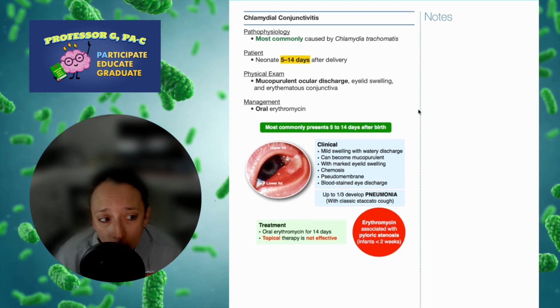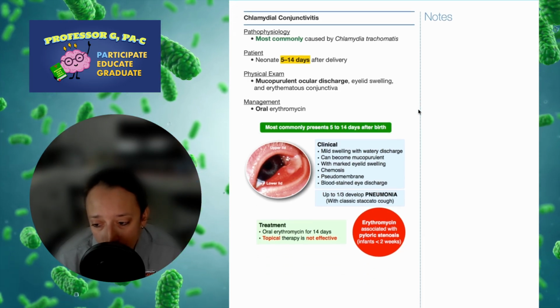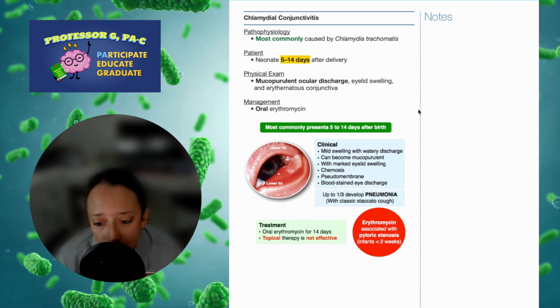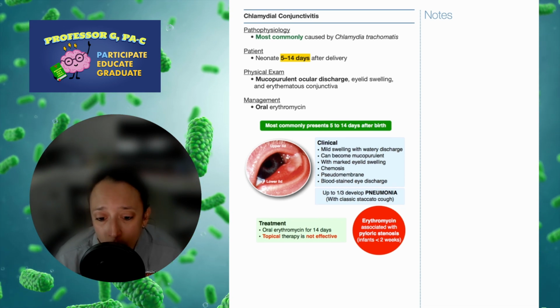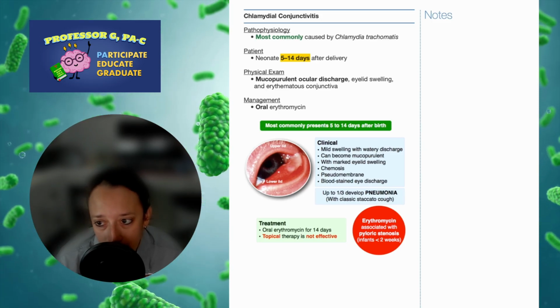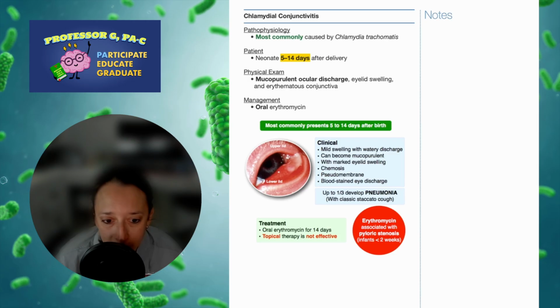For management, we want to treat with oral erythromycin, not topical. This is to cover for concurrent pneumonia. Now, appropriate tip: always think of Chlamydia trachomatis when a newborn develops conjunctivitis in the second week of life. Remember, gonorrhea tends to hit earlier, within the first 2 to 5 days.